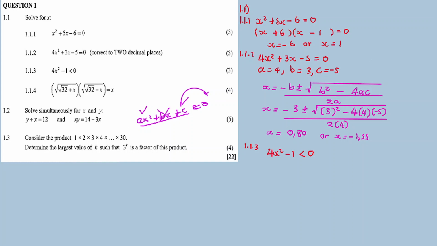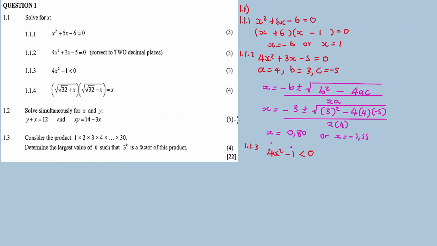But in this case, 4x squared minus 1 is actually a difference of two squares. Even here you could apply the quadratic formula with a and c, where you don't have b. Your b is equal to 0. Then you substitute and find your answers.